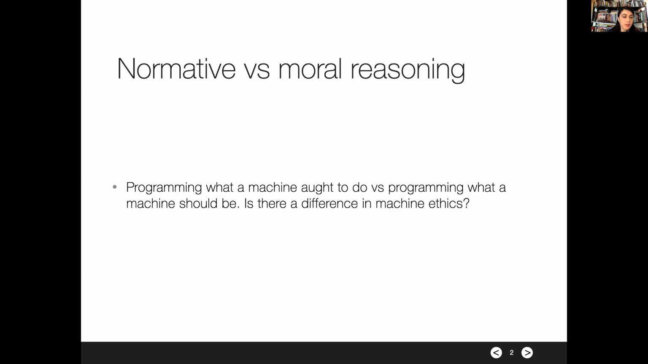So I start here with normative versus moral reasoning. Sometimes we are asked, what is the difference between machine ethics and normative reasoning? There is this long-standing tradition of implementing normative reasoning in machine agent systems. So is machine ethics just normative reasoning? Of course not, because there are norms that are not ethics, like driving on the right-hand side of the street when you are in continental Europe. That is not about ethics. It's about staying alive and the law, but it's not an ethical norm.